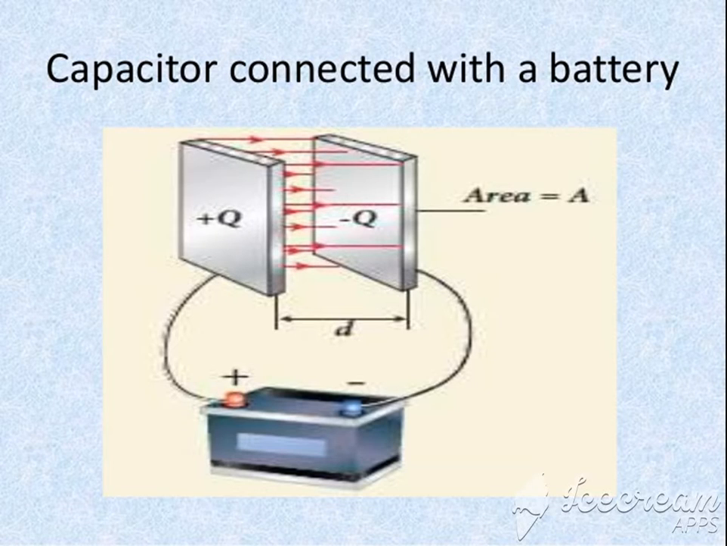Now, whenever a capacitor is connected to a battery, for example, let's say this, the plate which is connected to the negative terminal of the battery gets the electrons from the negative terminal and gets negatively charged. This negative charge induces a positive charge on the other plate. So this is how a capacitor is charged when there is a potential difference between the two plates.